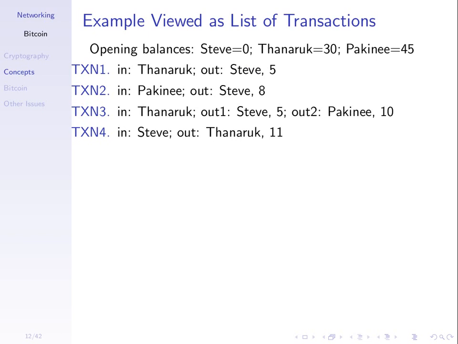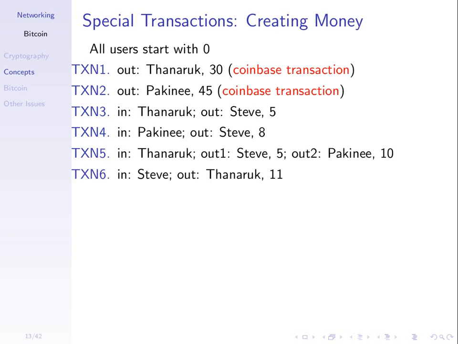Let's extend this. What about these opening balances? Well, we can treat them as special transactions. Where does my balance, or where does Tanarak's balance, opening balance of 30 come from? Well, let's treat that as a special transaction. Let's say all users start with 0. But if everyone has 0, then we cannot transfer anything. Okay? So what do we do? Well, somehow we need to create money. All right, we'll talk about how in a moment.